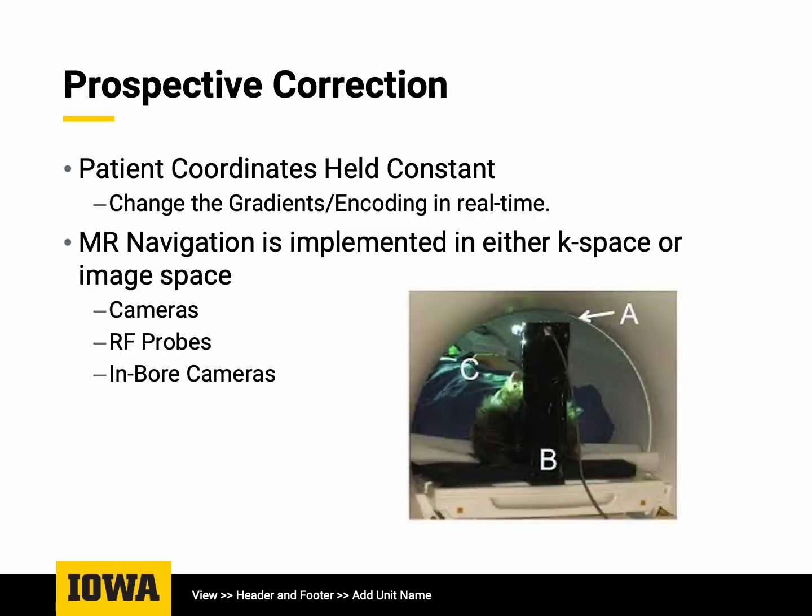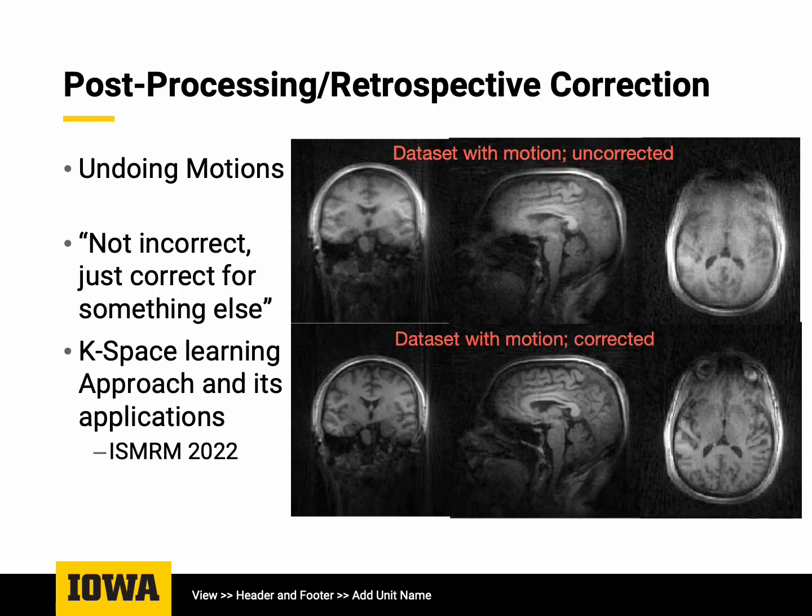Alternatively, you can use what's called prospective correction by using cameras, RF probes, and in-bore cameras to be able to watch for motion as it happens in real time and change the gradients and encoding along with that to help keep the image free from motion. Another method is called post-processing or retrospective correction, where they use the data that has been acquired with motion and use the navigators to learn and change the motions that have been done.